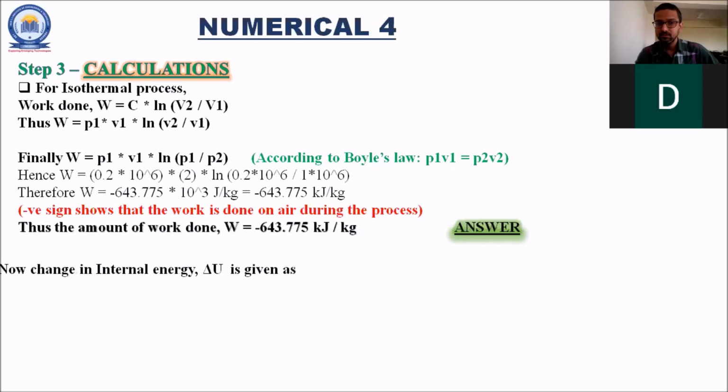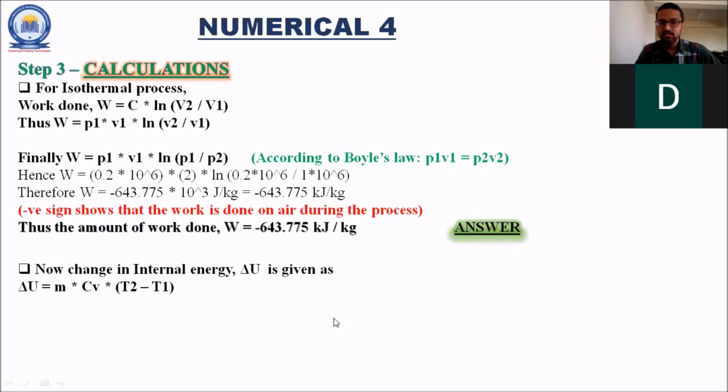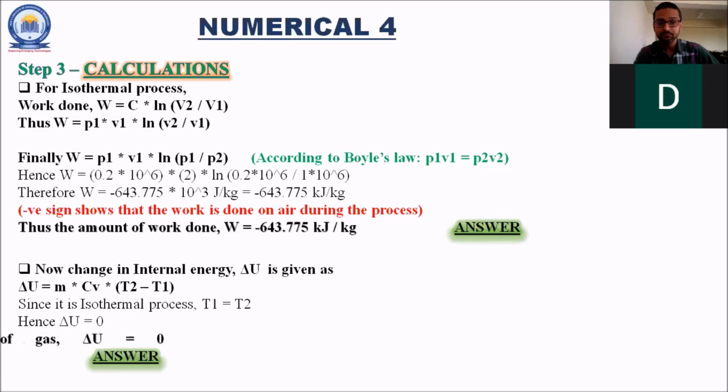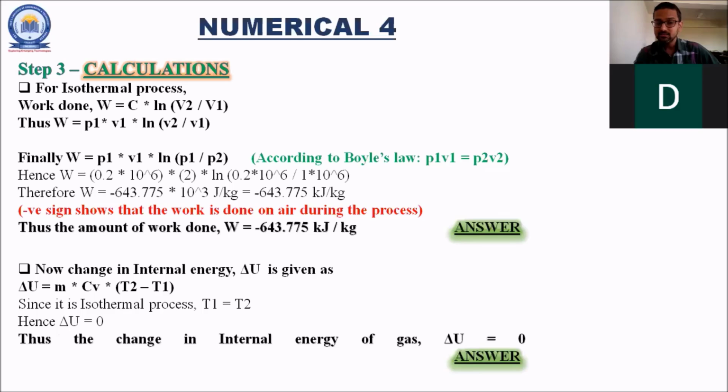Moving further, now calculating the change in internal energy delta U, the standard equation is delta U is equal to m Cv (T2 minus T1). But since it is an isothermal process, the temperature remains constant, so I can write down delta U is equal to 0. Very easy to calculate, we just need to understand the logic. So the final answer, the change in internal energy of the gas, delta U is equal to 0.